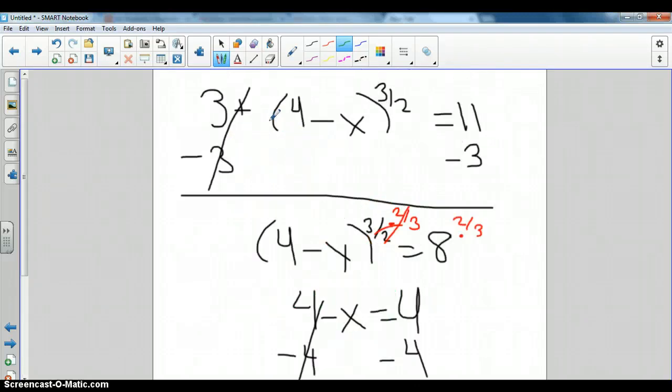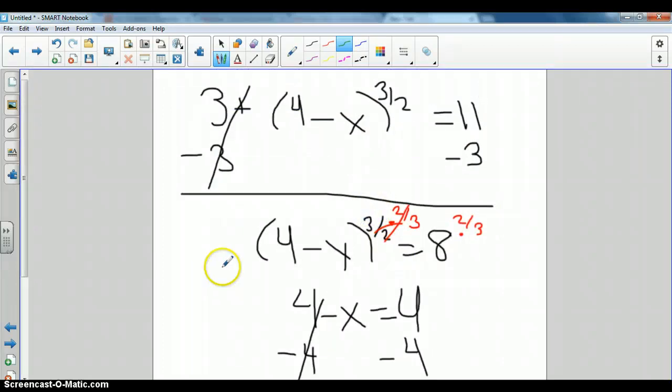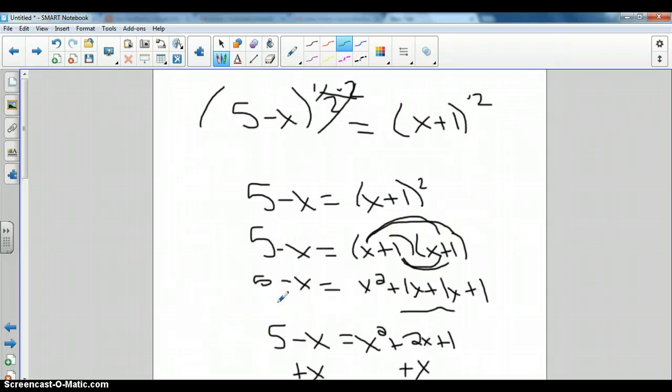Okay, and let's go back and talk about this one real quick about the answer being 0. We always want to check our answers, and like I said, in your graphing calculator, it'd be super easy. Do 3 plus 4 minus 0 to the 3/2 power. Pop that in your calculator and you get 11. 11 equals 11, and so we know that's true. Okay, last one.